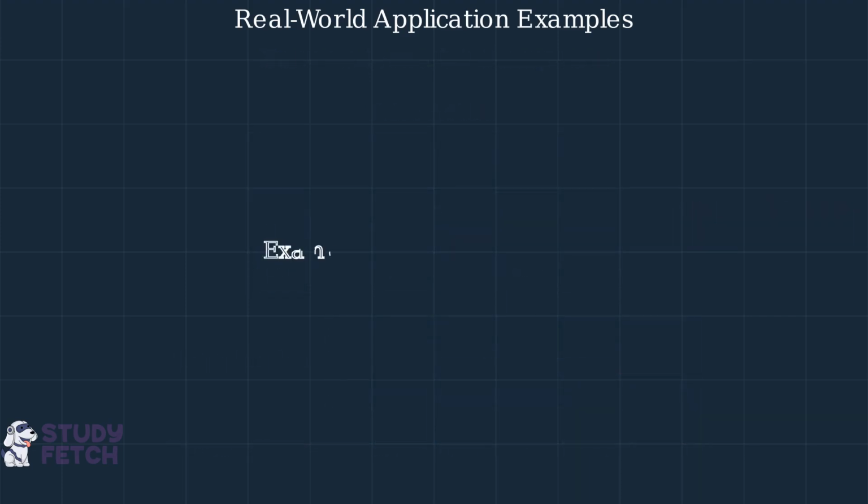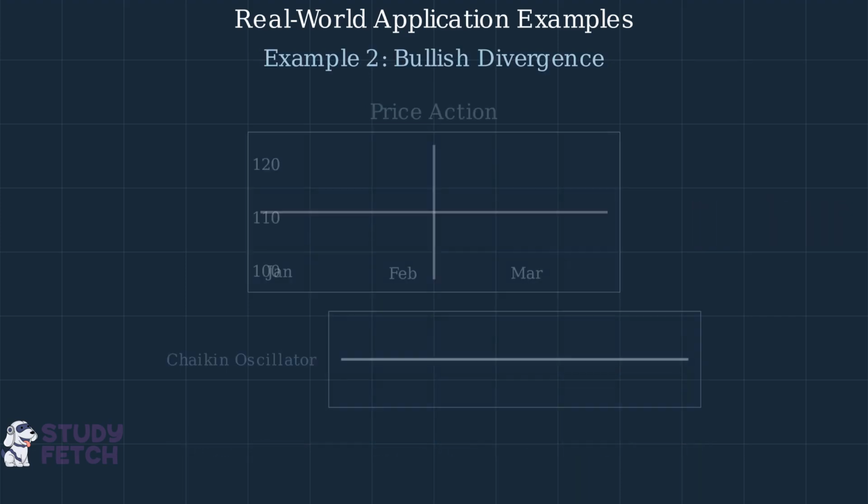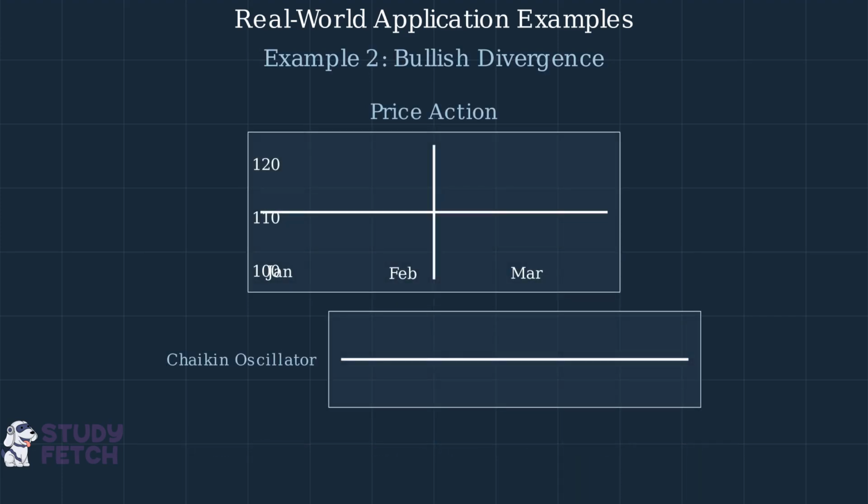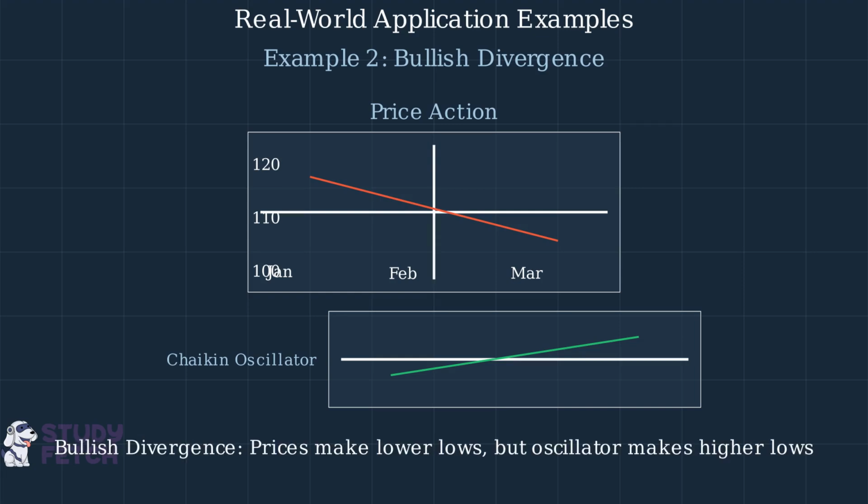Now, let's examine a bullish divergence scenario, which often appears during market corrections. In this case, the price is in a downtrend, making lower lows and lower highs. But the Chaikin oscillator tells a different story. It's forming higher lows, showing increasing buying pressure despite the falling prices. This bullish divergence suggests that selling pressure is diminishing and a reversal might be imminent. Many traders see this as a potential entry point for a long position.